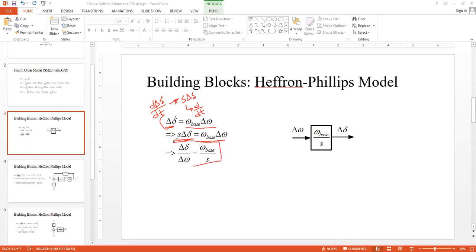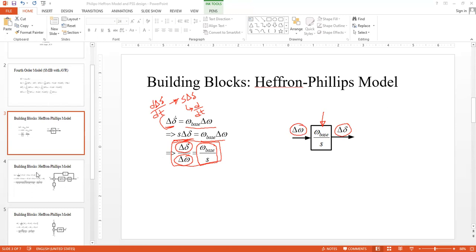Then, as we know, in the transfer function representation we have to relate the input and the output. So we are keeping del delta as the output and del omega as the input. So we get this block, omega base divided by s. This is the transfer function block between the del delta variable and the del omega variable. Okay, very simple.